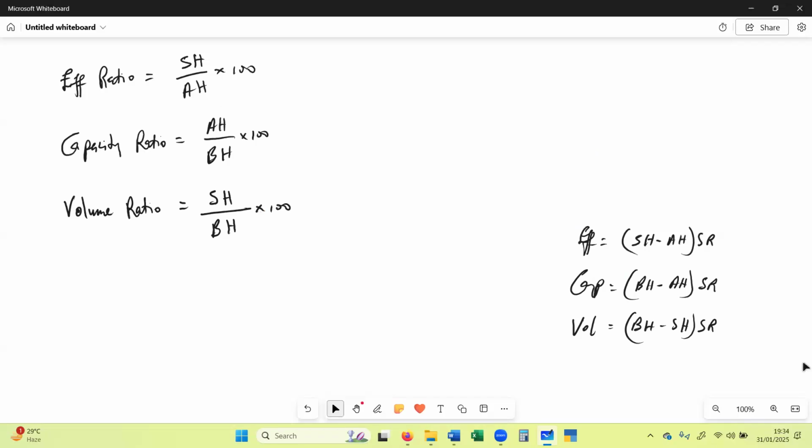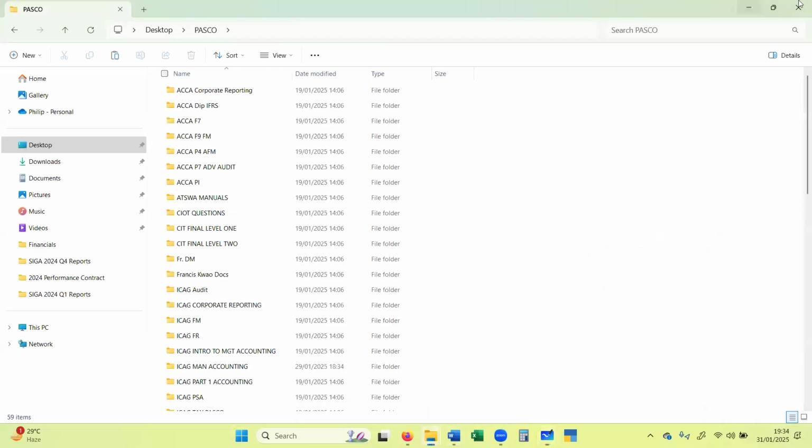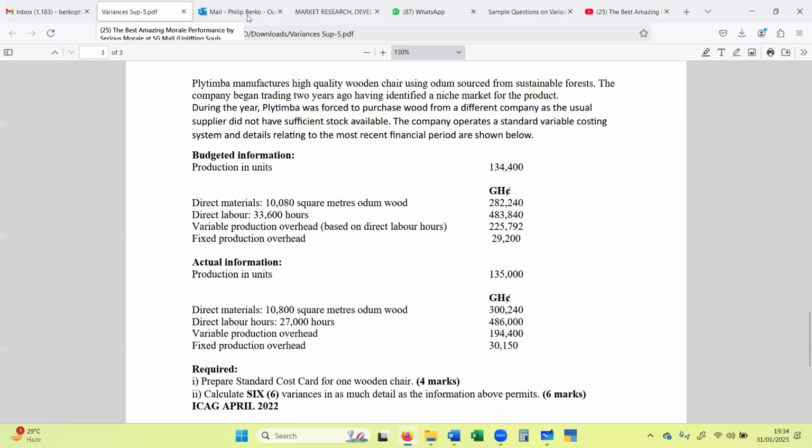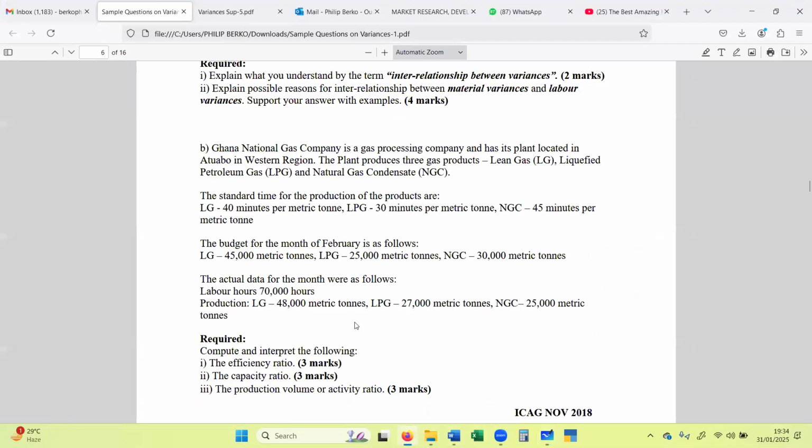Now let's pick a past question, a sample question, and solve. Let's look at the sample questions. Let's look at question 6.